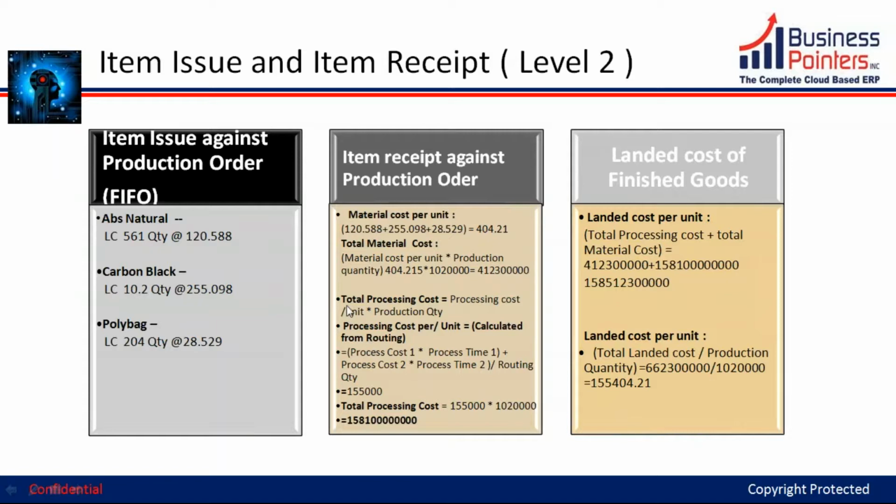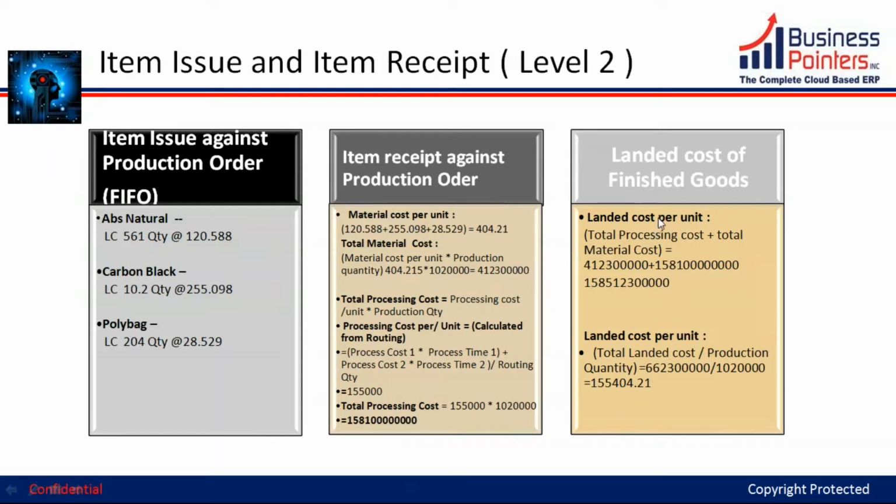Here we need to calculate the total processing cost, but for that we need to calculate the processing cost per unit first. The processing cost per unit is calculated from routing. As I informed, process cost 1 into process time 1 plus process cost 2 into process time 2, divided by the routing quantity, which gives us 155,000. Now the total processing cost is this number, 155,000, into 10,20,000 quantity. That gives the total processing cost over here.